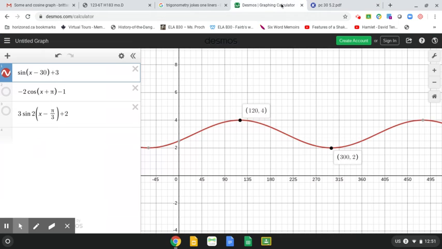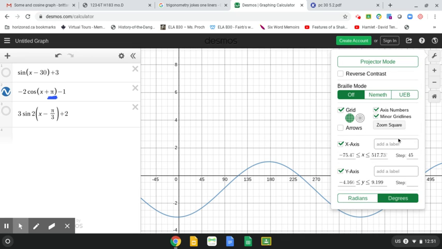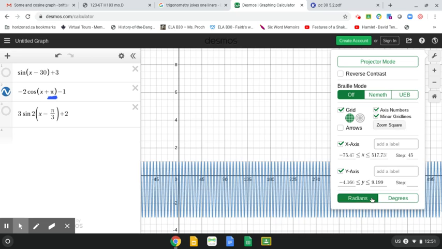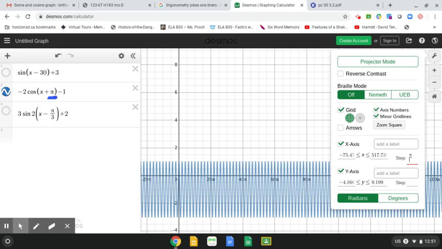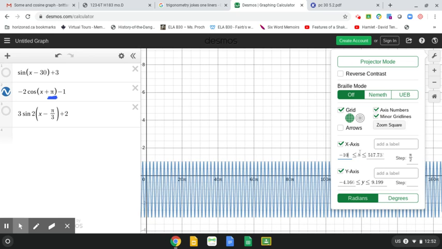I did put this in Desmos, but I need to change it to radians. Why I need radians is because if you look here, it's dealing with pi, and pi is radians, so I can't have my graph in degrees. That's a no-no. So go into your wrench, change it to radians, and usually I change this to pi over 2 or pi over 4 or something. And if that's not working, make this smaller.